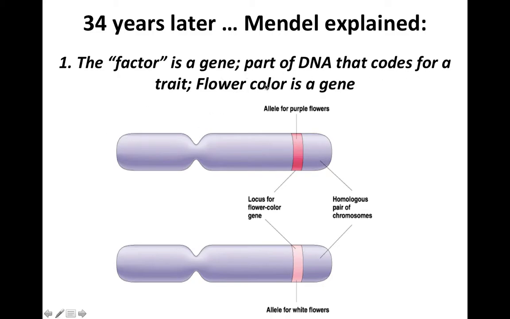You don't necessarily have to put this down, but an example here is the flower color that we were looking at is a gene. So it's a part of DNA. We have genes for eye color, genes for hair color, genes for freckles, genes for whether or not you can roll your tongue. Those are all genes. So a factor is a gene, a part of DNA that codes for a trait.